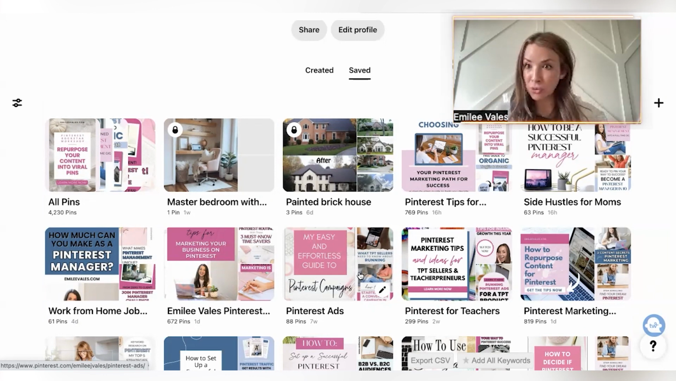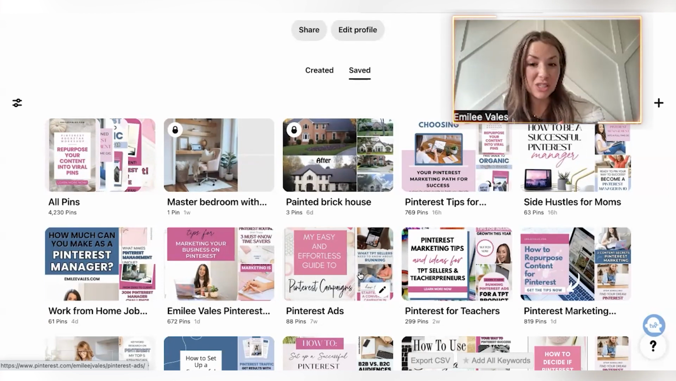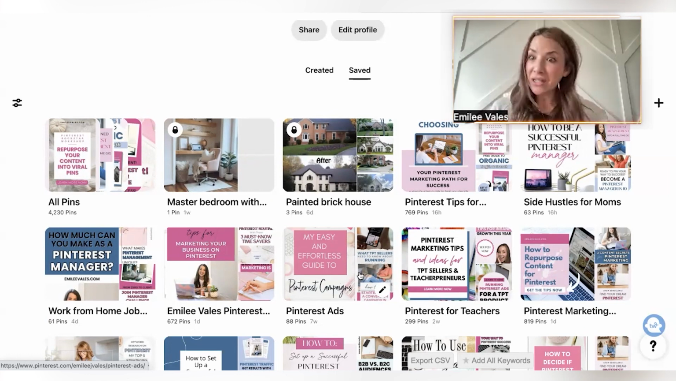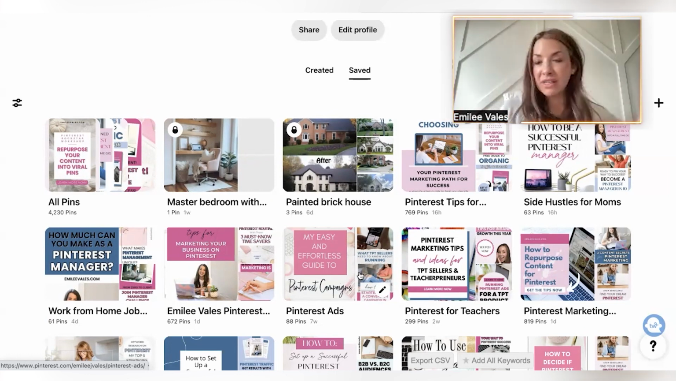So if you have 200 boards, yes, you might have boards that are pretty specific, and that can be a really good thing in terms of SEO, but you're probably not pinning to all those boards regularly, and some of them really just might not be necessary to have, and that's okay. That's why we assess things, we optimize, we revisit and clean up things that might need to be cleaned up.